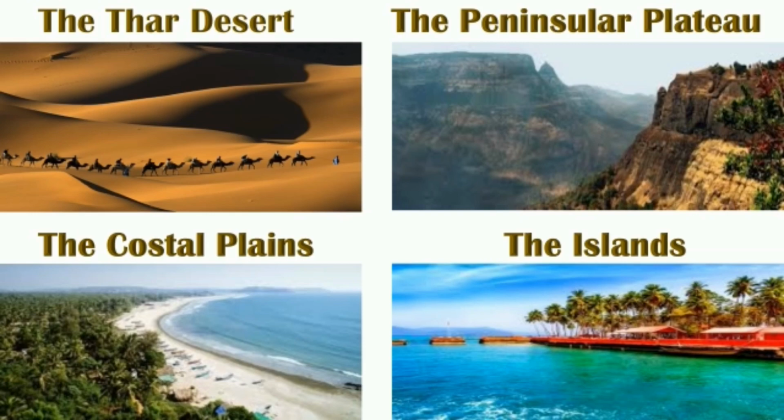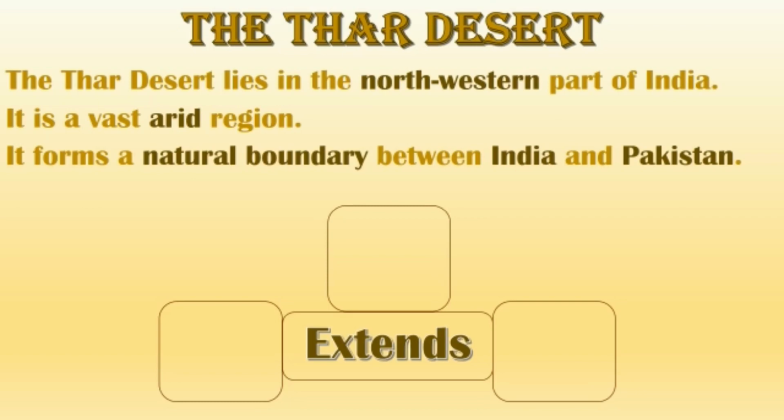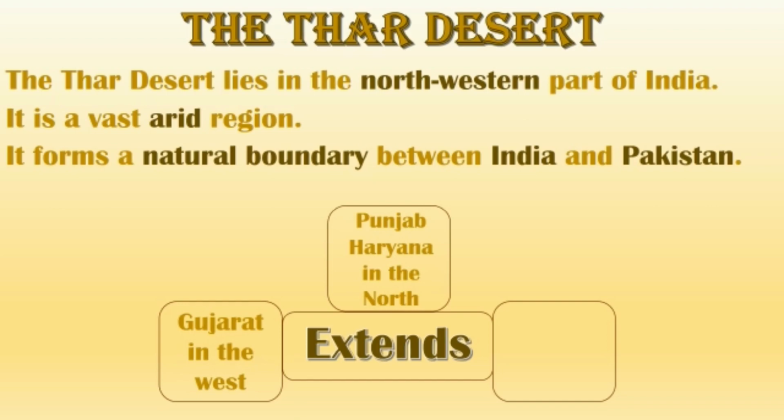Remember, students? The Thar Desert lies in the northwestern part of India. It is a vast arid region. It forms a natural boundary between India and Pakistan. It extends from Gujarat in the west to Punjab and Haryana in the north. A part of it extends to Pakistan also. Major part of this desert lies in Rajasthan.